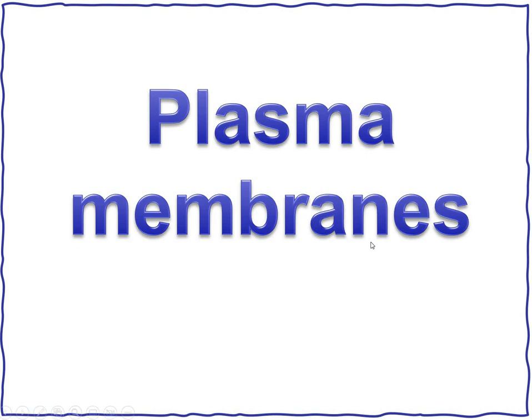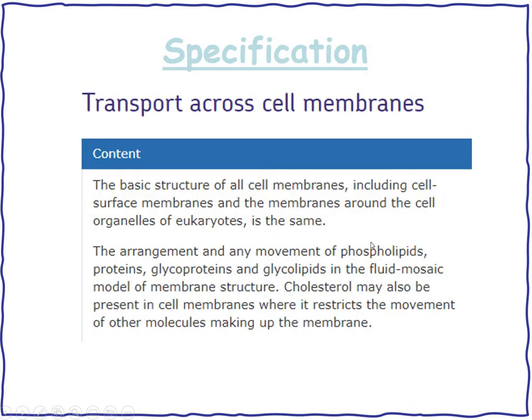Plasma membranes. This is part of the transport across cell membranes topic, and you need to know the basic structure of all cell membranes, including cell surface membranes, and the membranes around the cell organelles of eukaryotes is the same. You need to know the arrangement and any movement of phospholipids, proteins, glycoproteins and glycolipids in the fluid mosaic model of membrane structure. Cholesterol may also be present in the cell membranes, where it restricts the movement of other molecules making up the membrane.